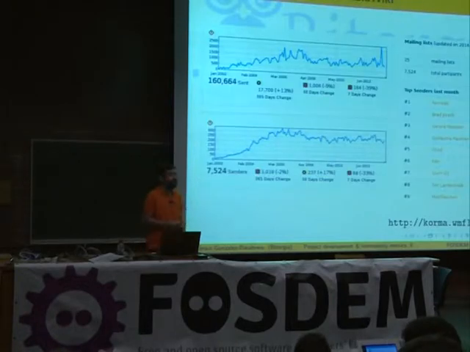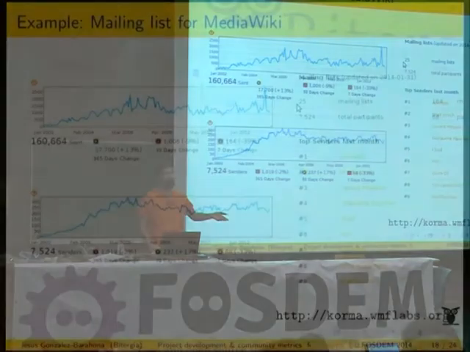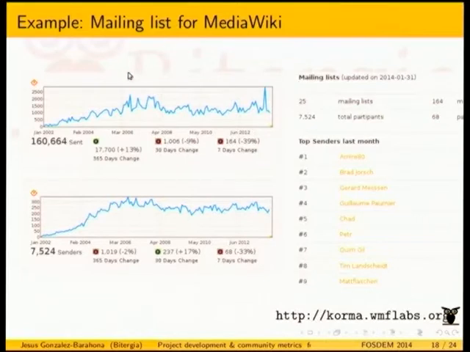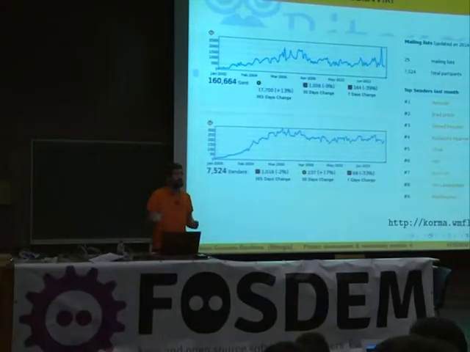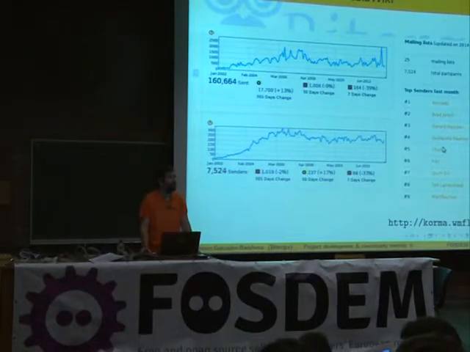And this is for MediaWiki. This is the mailing lists. So again, you have information about all the aggregated mailing lists for the MediaWiki project, so the traffic in them, but also the number of people posting and the trend. In this part of the chart, you can see the trend for the last week, the last month, the last year, so that you can try to learn whether the metrics are going up, down, or to which extent. And you also have things like the top senders, for instance, in this case.